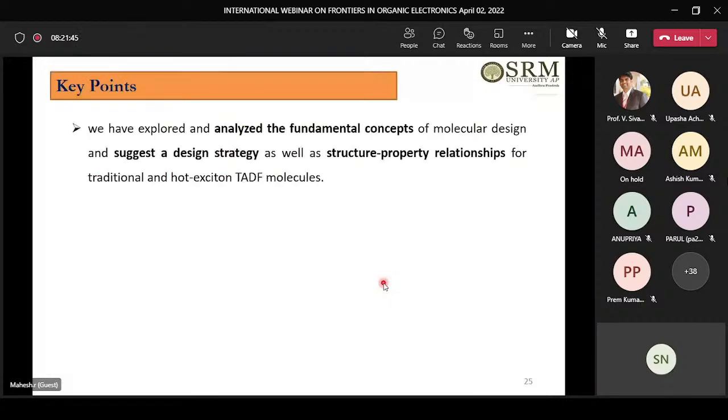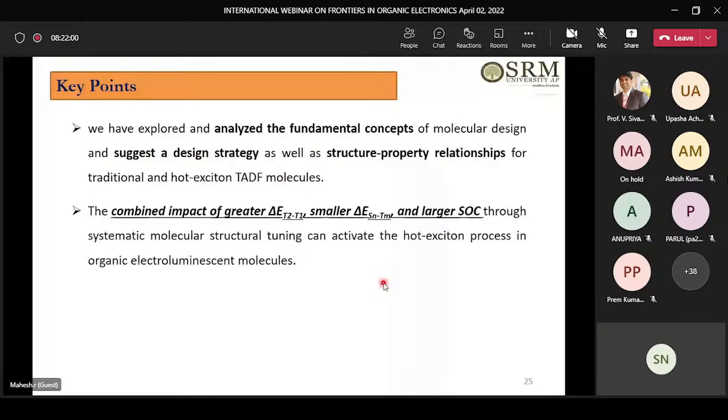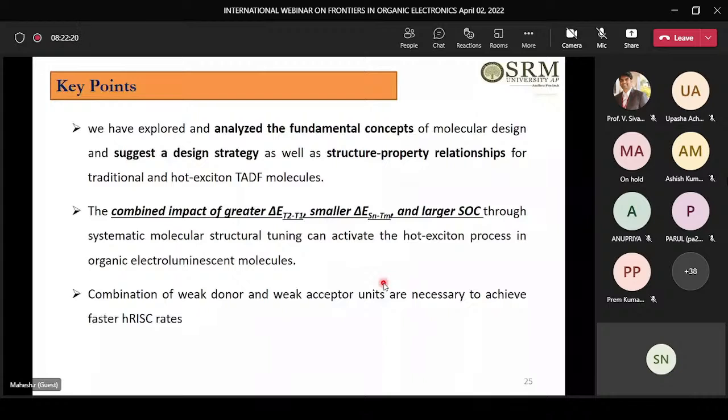So the overall key points that we have established from both the traditional TADF as well as hot exciton based TADF is, we have shown some potential strategy for designing these molecules. The combining strategy of having a large T1 T2 gap, smaller singlet triplet energy gaps in the higher states with a larger spin orbit coupling would achieve the hot exciton process in the organic molecules, and a combination of weak donor with a moderate acceptor is necessary to achieve faster, higher reverse intersystem crossing rates.